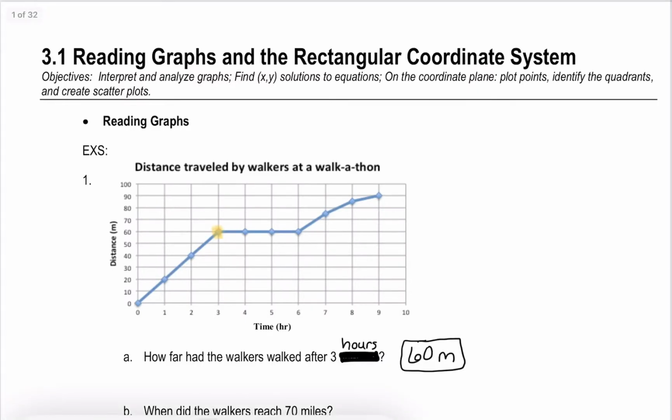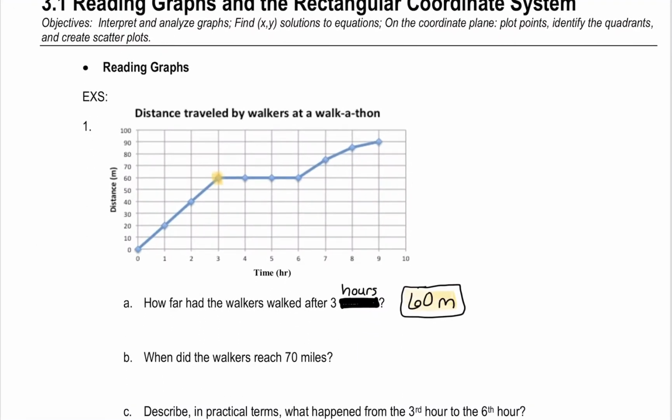Okay, so that was just a basic reading and interpreting of this graph. Now, I am assuming miles here: when had the walkers reached 70 miles? So now we're looking at the 70 on the vertical axis. This is a little different from the last example. We were given the 3 hours on the horizontal axis, and then we used that to go up and see what that y coordinate was.